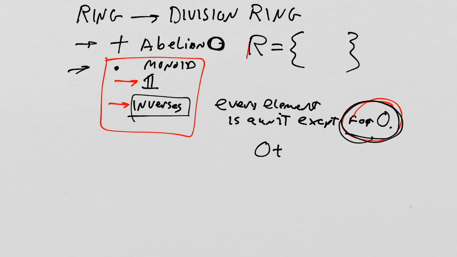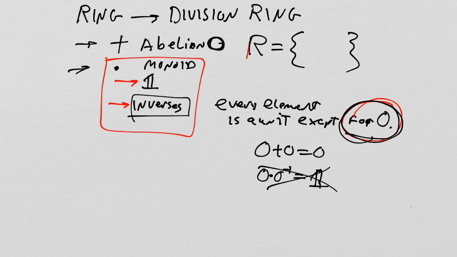It has its own additive inverse, like 0 plus 0 equals 0. So in some sense, 0 is its own additive inverse, but there is no inverse of 0 dot 0 that equals 1. There's no multiplicative inverse for 0.